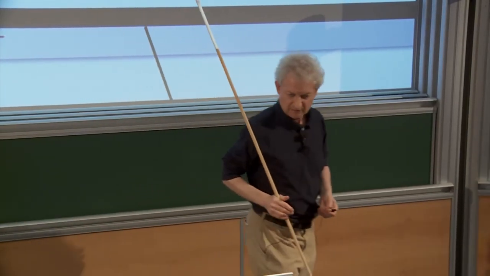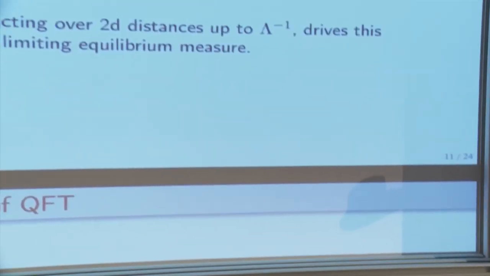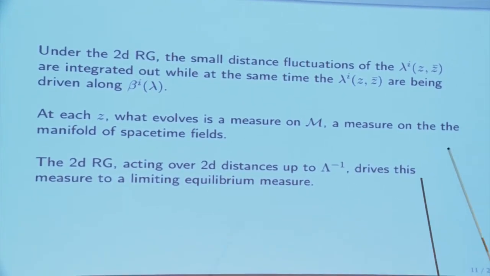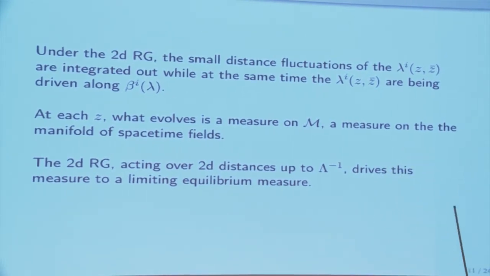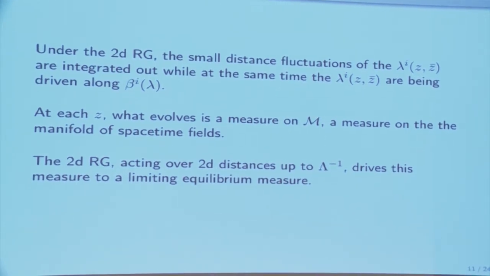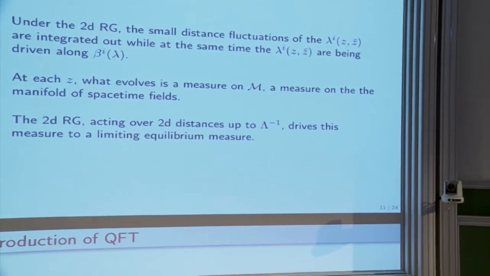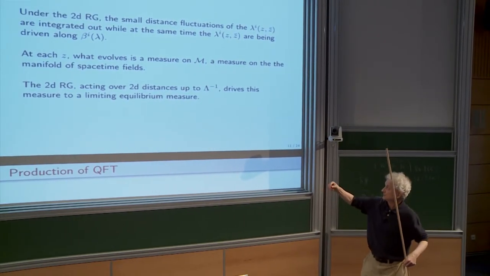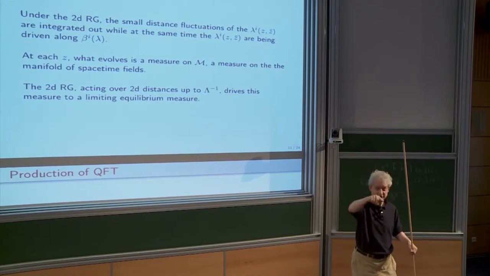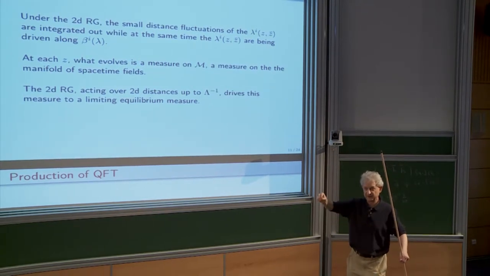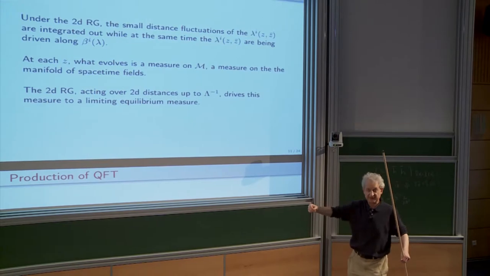Okay, now, at the same time, a measure on the lambda I is being produced. So before we've allowed the lambda I's to fluctuate locally, you would be in some quantum field theory at very short distance, and it would evolve under the renormalization group along a trajectory. So points in curly M would evolve to different points in curly M. The beta function is, the renormalization group is a flow in the space of quantum field theories.